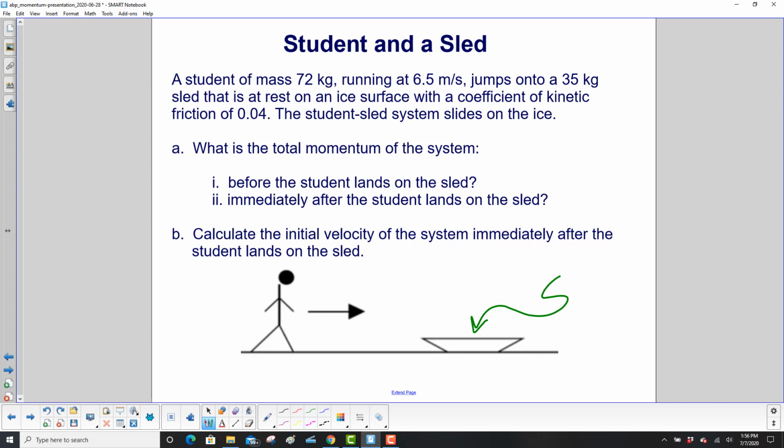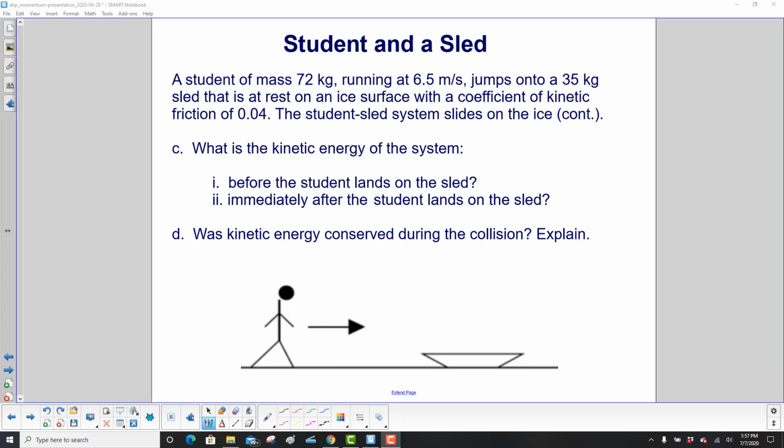What is the total momentum of the system before the student lands on the sled and immediately after the student lands on the sled? What's it going to be? Its initial velocity of the sled student system. Calculate the initial velocity of the system immediately after the student lands on the sled. Then find the kinetic energy of the system before the student lands on the sled and then immediately after the student lands on the sled. Was kinetic energy conserved during the collision? Explain.